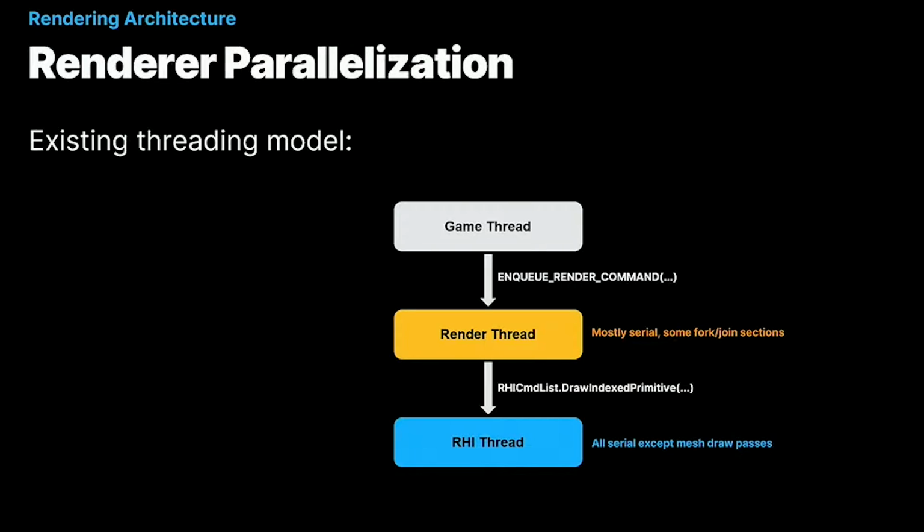So the goal is to improve performance by refactoring the rendering hardware interface, or RHI, API to remove these constraints and to fully utilize the multi-threading capabilities of the target hardware.